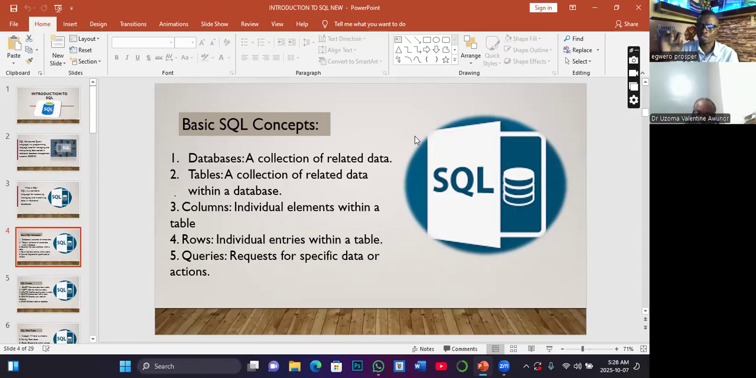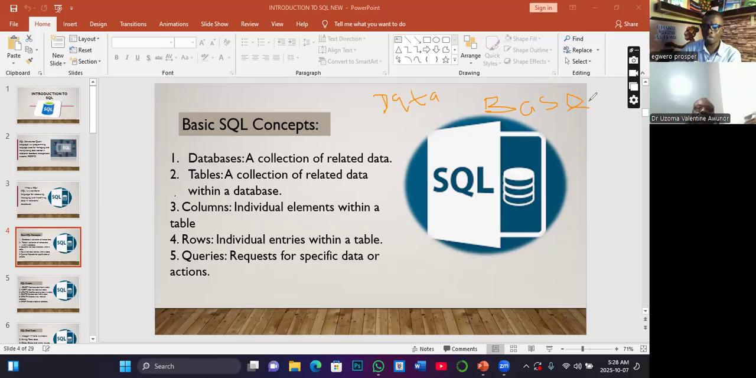We can define database as data storage. Let me break it down for you to understand. We have the word data on its own, and then we have the word base as a separate word. So when you put them together, that is what you are defining.